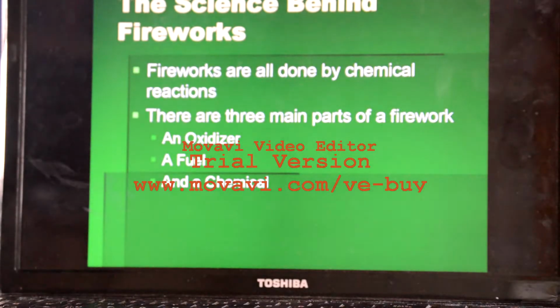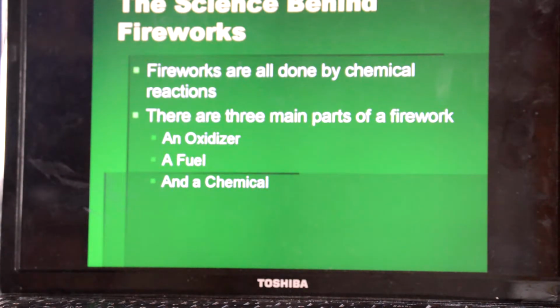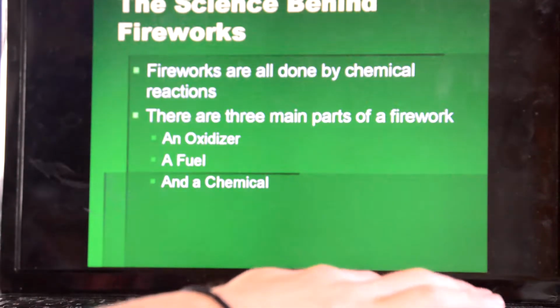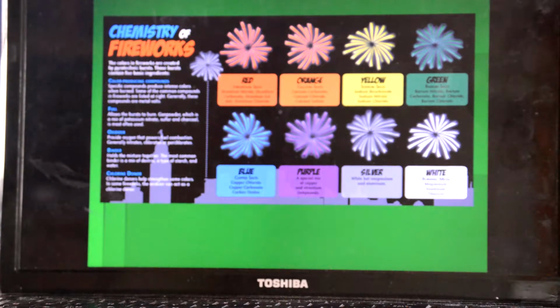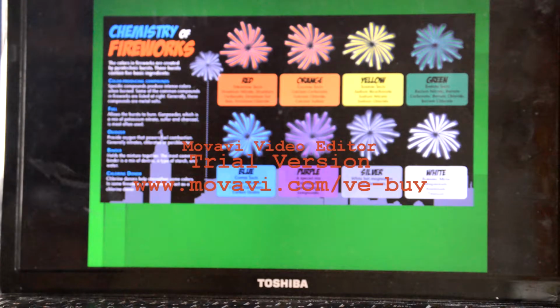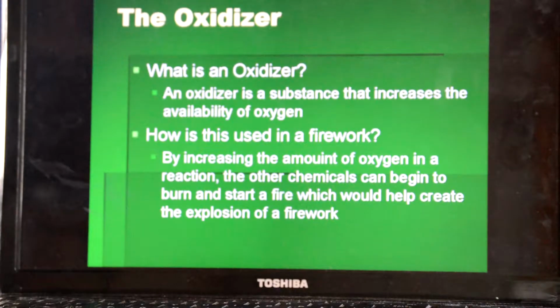The science behind fireworks. Fireworks are all done by chemical reactions. There are three main parts to a firework: an oxidizer, a fuel, and a chemical. Here are some ways to use chemicals, fuels, and oxidizers to create different colors like red, orange, yellow, green, blue, purple, silver, and white. The oxidizer.